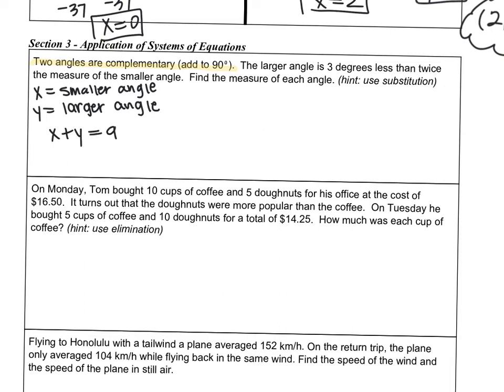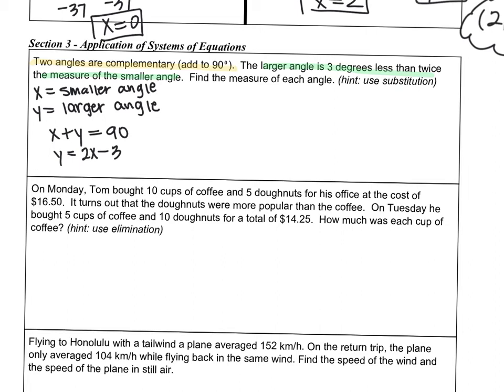My second equation is going to come from the second sentence that says the larger angle is 3 degrees less than twice the measure of the smaller angle. So that means y equals 2 times the smaller angle minus 3. Remember, the order for subtraction does matter.